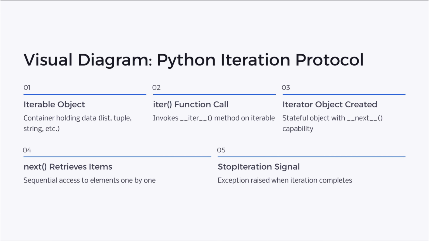The Python iteration protocol begins with an iterable object, such as a list or string. The iter function is called, invoking the __iter__ method to create an iterator object. This iterator, equipped with the __next__() method, retrieves items sequentially. When all items are accessed, a StopIteration exception is raised, signaling the end of iteration.